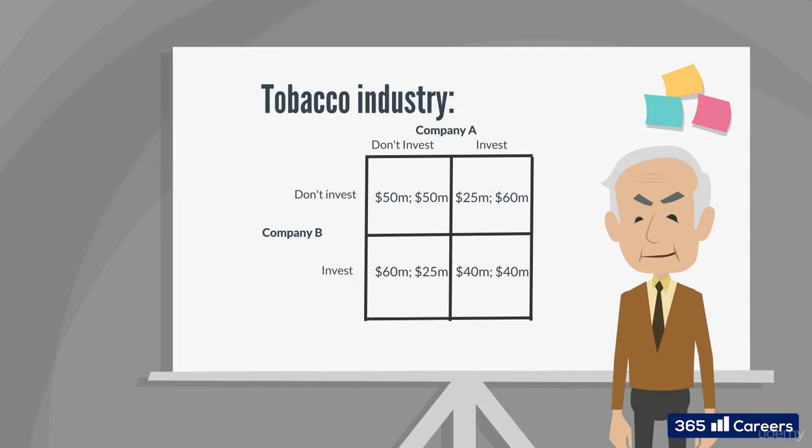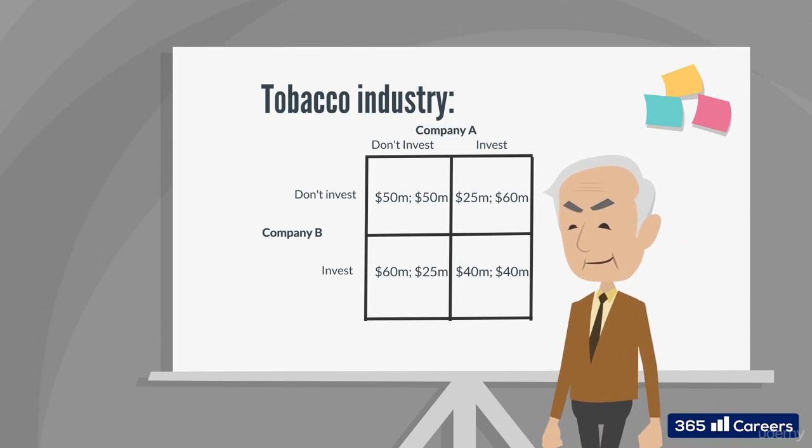Let's use game theory to describe this situation. We'll imagine there are only two companies operating in the tobacco market. The outcomes they may choose are the following. Win $50 million each without spending money on advertising. If Company A advertises and Company B doesn't, then Company A will win $60 million and Company B will win $25 million. In the opposite scenario, if Company B advertises and Company A doesn't, the outcome reverses. And finally, if both companies advertise, each wins $40 million.